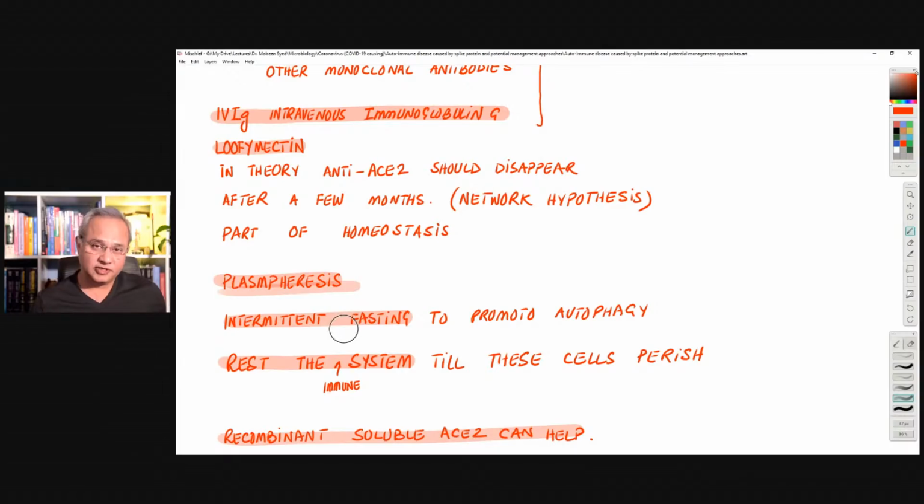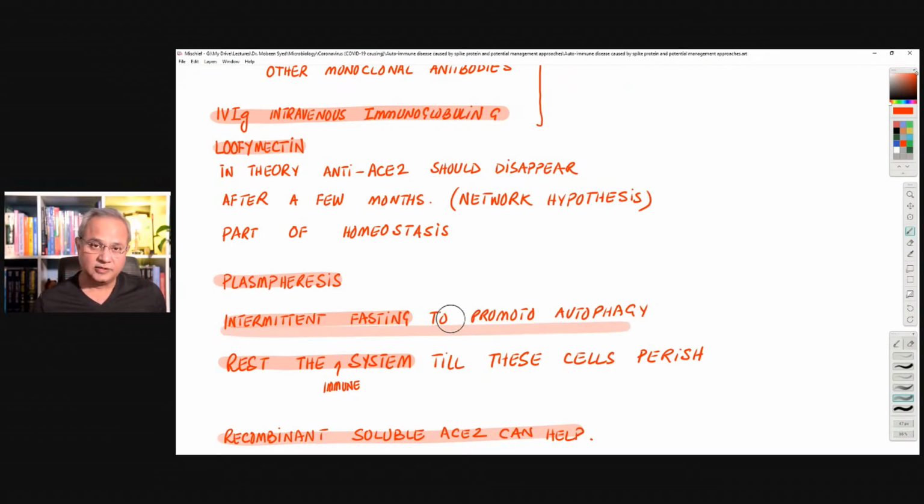Then plasmapheresis. What you do is you bring the blood out from the body through a machine, you separate the plasma, then you remove the abnormal antibodies from it, and then you put it back. This is a very common practice where it becomes an absolute must because other things are not working. So plasmapheresis is a valid possibility to work with this one.